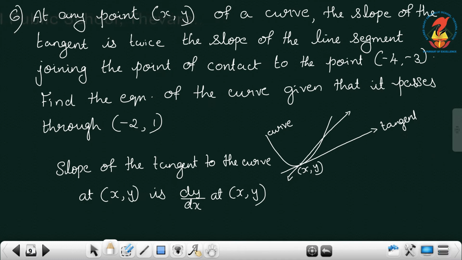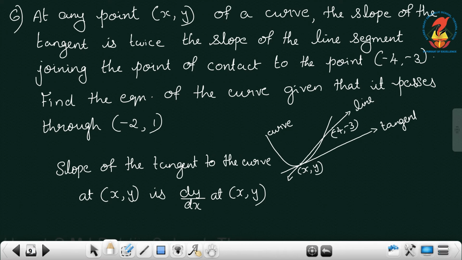And that is equal to what? That is twice the slope of the line segment joining the point of contact to the point. So there is another line, the line through the point of contact and some other point, which is given as (minus 4, minus 3). Minus 4, minus 3 is a point on the line. We don't know where that point is. Let it be here, minus 4 and minus 3.